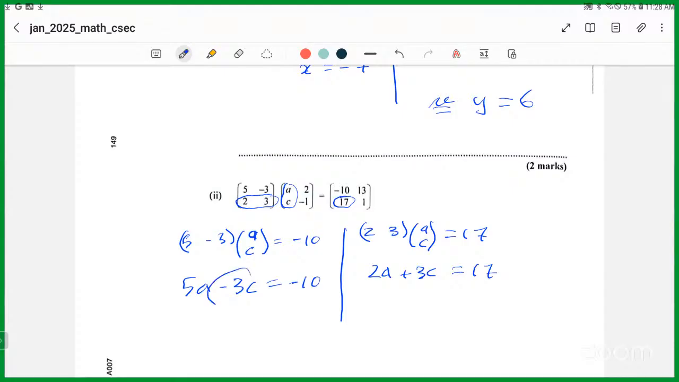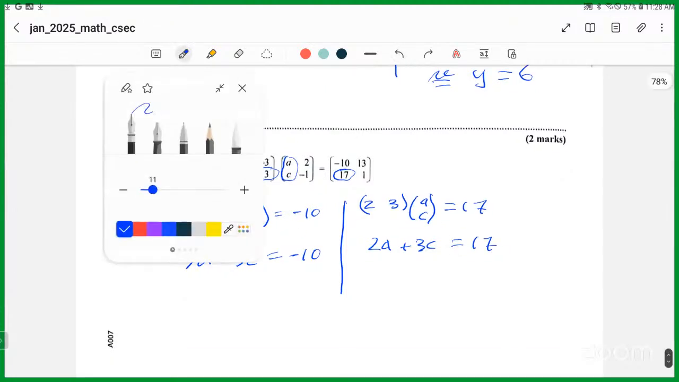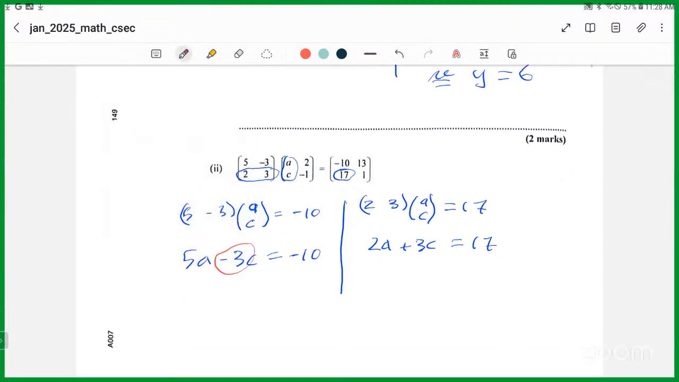So this equation has a minus 3C, this equation has a plus 3C. So what we can do is just add them. If you add them, you'll eliminate these two values. So we're going to add these two equations. Add up everything on the left side.